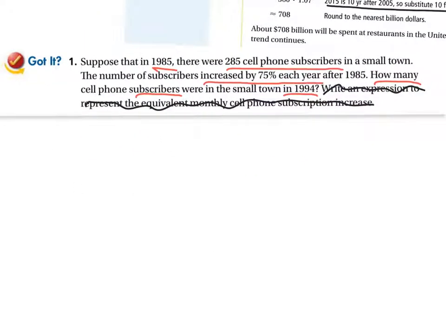In 1985, there were 285 cell phone subscribers in a small town. The number of subscribers increased by 75% each year after 1985. How many cell phone subscribers were there in the small town in 1994? And we're going to skip the second part of that.